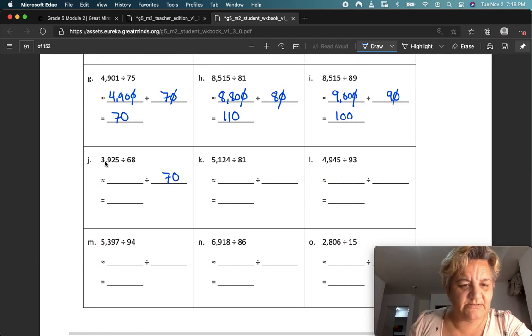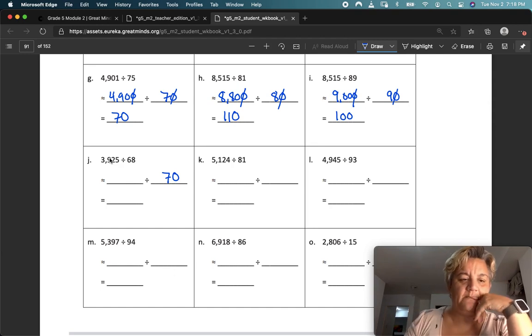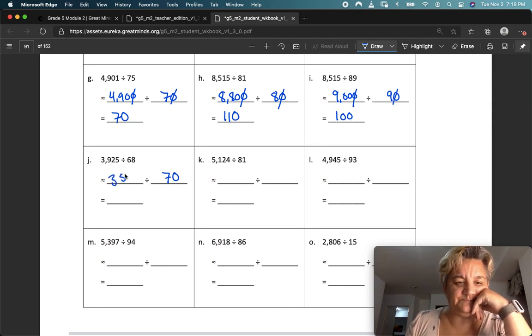7 goes into, let's see, 7, 14, 28. Wait a minute. 7, 14, 21, 28, 35, 42. Let's go down to 35. And cut this 0 and this 0. 7 goes into 35 5 times. Bring down the extra 0.